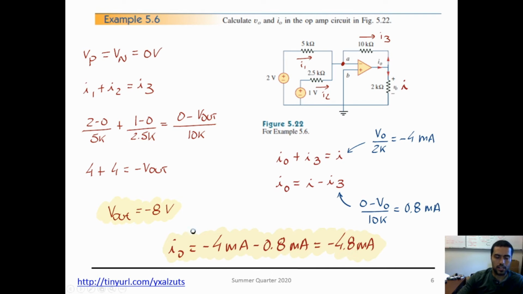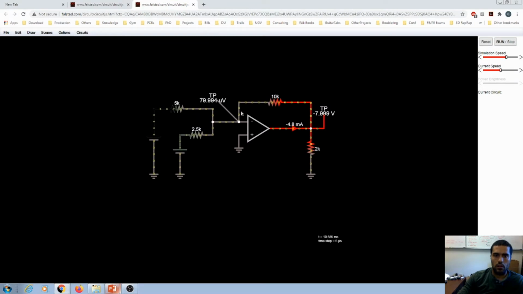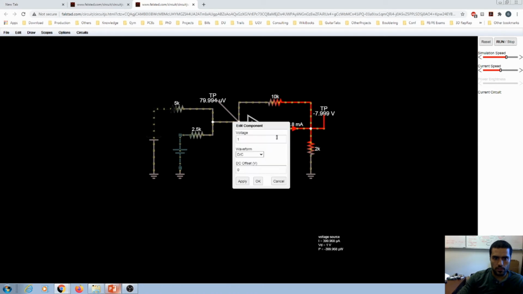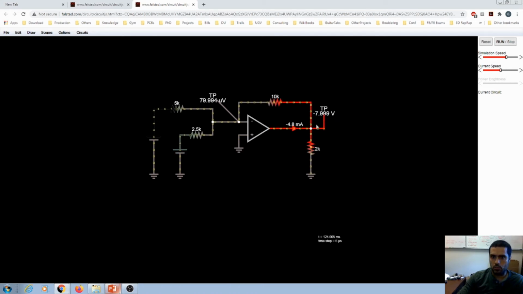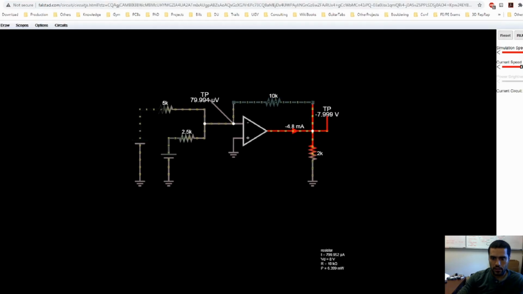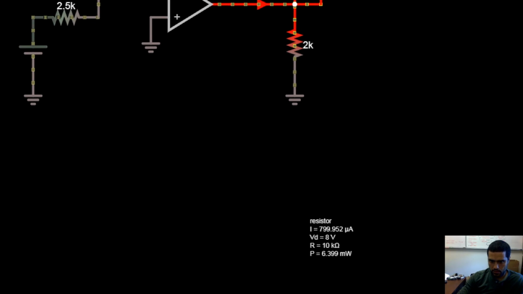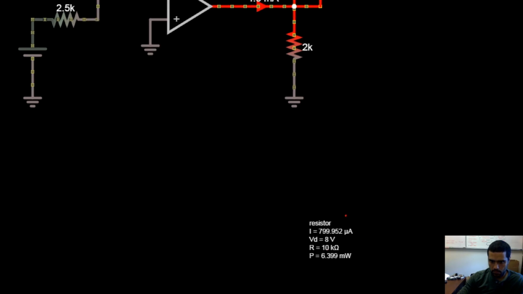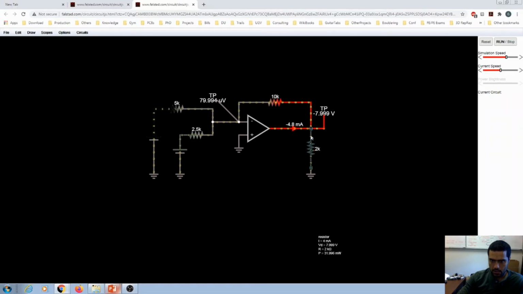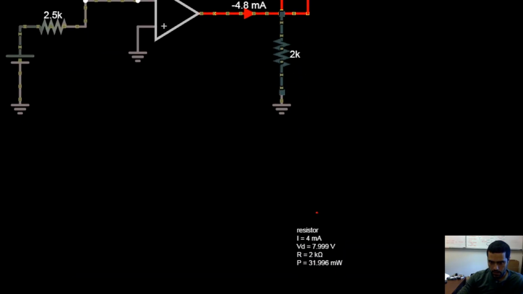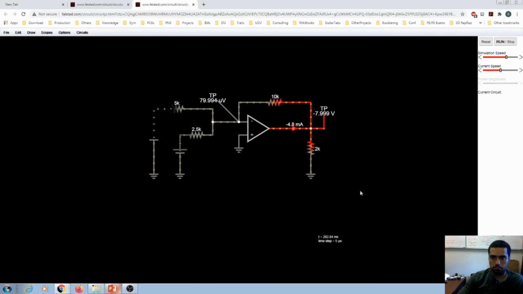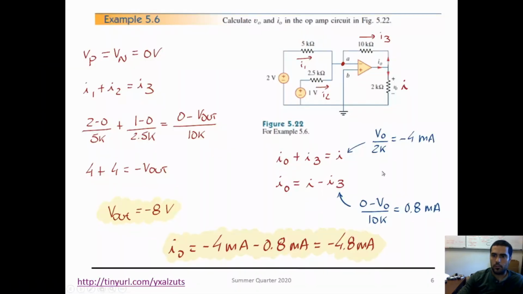So let's see this circuit in action. And here you go. I get close to 0 volts. So I have 0 over here. This is very small, 0 volts. This is my 2 volts. This is my 1 volt. And my output voltage is minus 8, and my I0 is minus 4.8. If I hover here, I get a current of 0.8 milliamps over here. And this one will be my 4 milliamps of current. So cool. All right, let's move on.